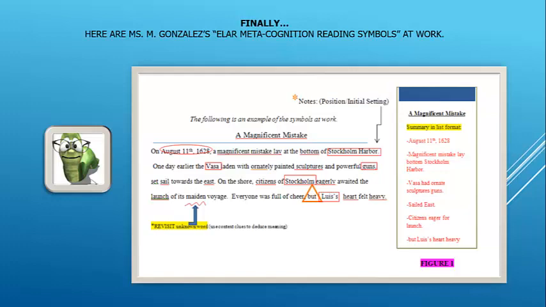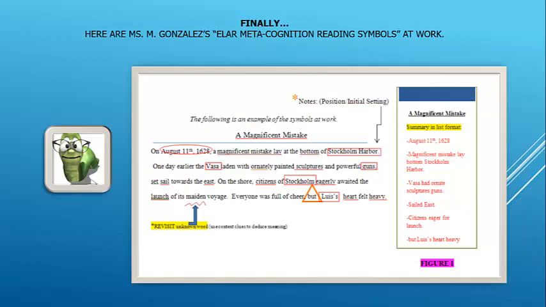In addition, you have the triangle symbol. Here it is enclosing the word but. Here a reader knows that they are able to or need to analyze why that but is there. In the sentence we have, everyone was full of cheer, but Luis's heart felt heavy. So this may reference a compare and contrast. Everyone was full of cheer, but Luis's heart felt heavy. So Luis was definitely feeling something very different when compared to everyone else.